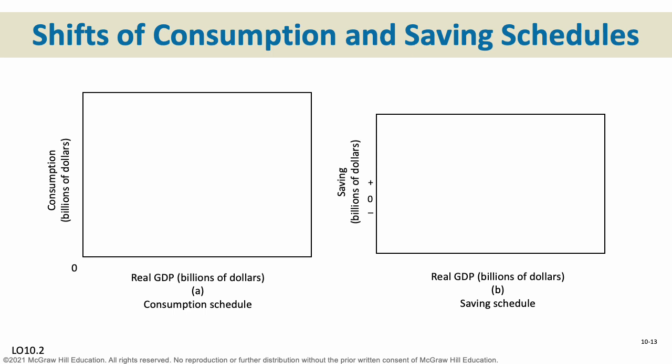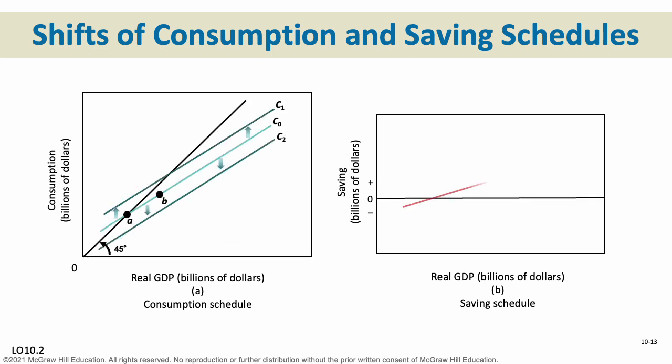So looking at this slide here, we're using real GDP instead of disposable income, and C0 is our original consumption, and it can either go down to consumption 2, less consumption, or up to consumption 1, more consumption. That would be from external factors, the ones we just touched upon, and same thing as savings. If consumption is going up, savings should be going down. And if consumption is going down, savings should be going up.